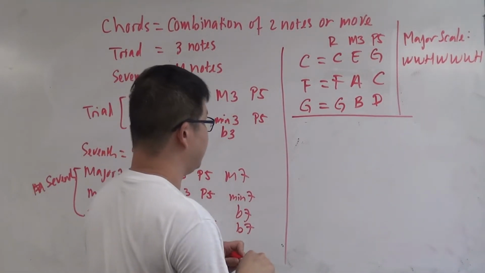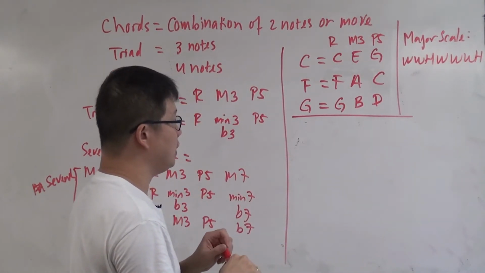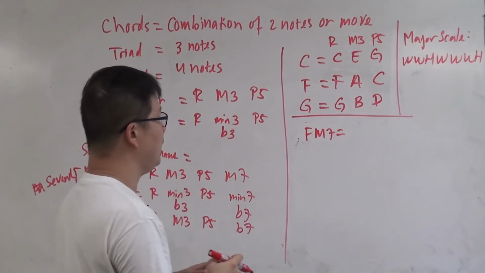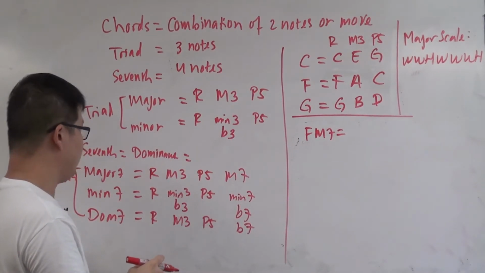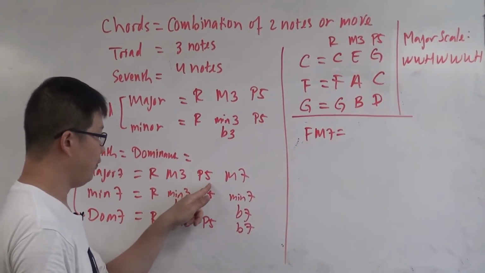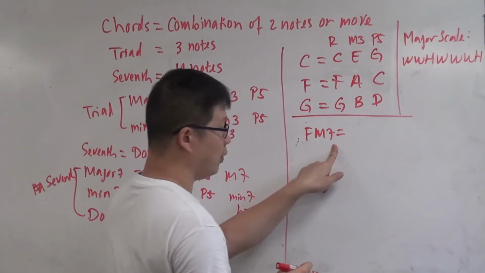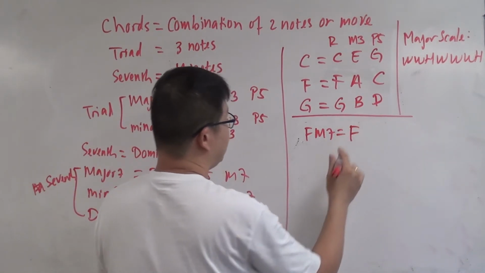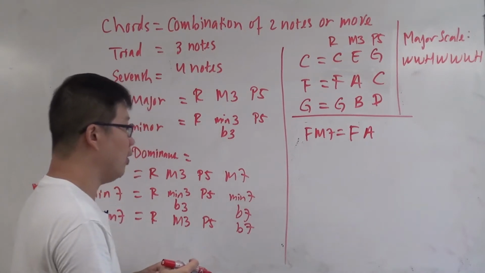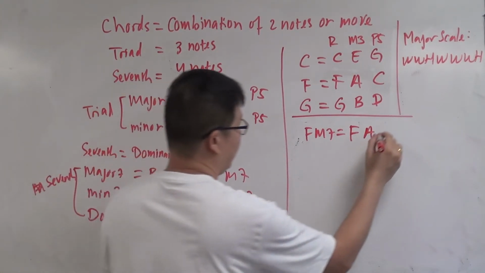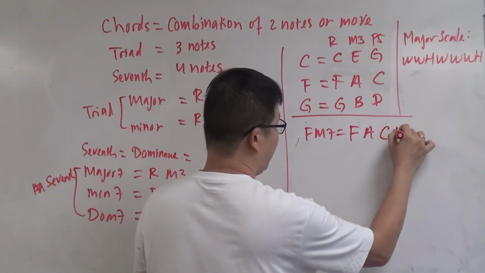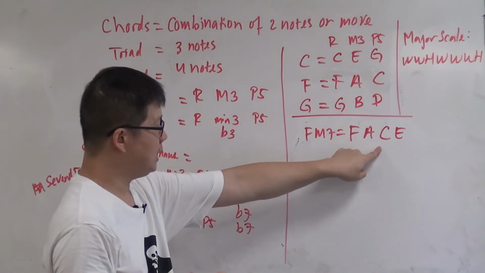Now let's do another example. We know the F major triad, the notes are F, A, C. How about F major 7 chords? What are the notes? Again, we always refer to the formula. In order to build a major 7 chord, you must have root, major third, perfect fifth, and major 7. So F major 7, what is the root? F. What is the major third of F? A. What is the perfect fifth of F? C. What is the major 7 of F? E. So the answer for F major 7 is F, A, C, E.